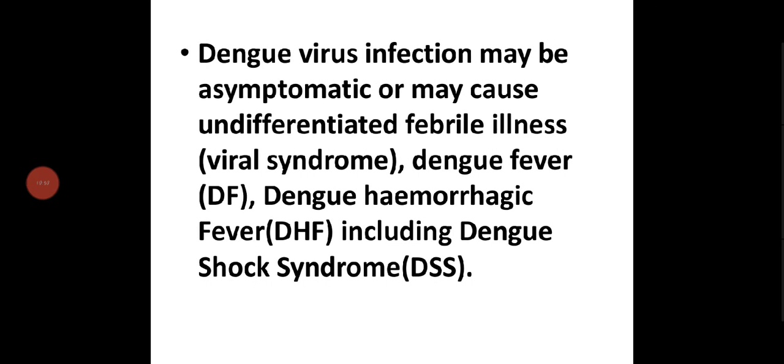And clinical manifestation. Dengue virus infection may be asymptomatic or may cause undifferentiated febrile illness, that is a viral syndrome. That means there is fever. Then dengue fever will be there, dengue hemorrhagic fever, including dengue shock syndrome. These are the main symptomatics.